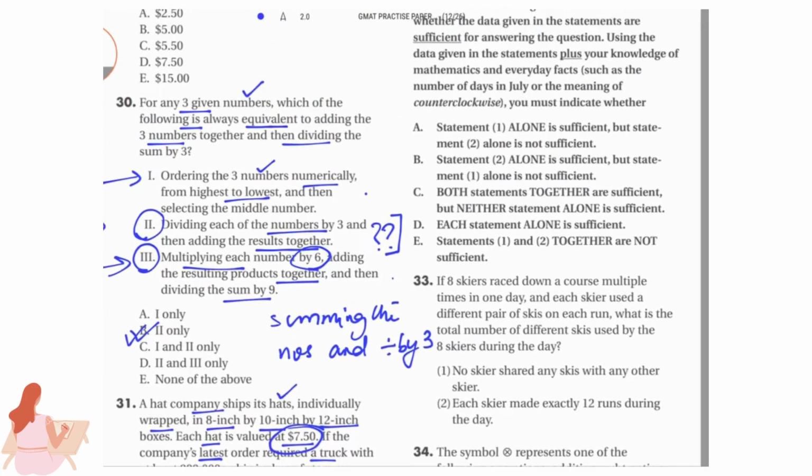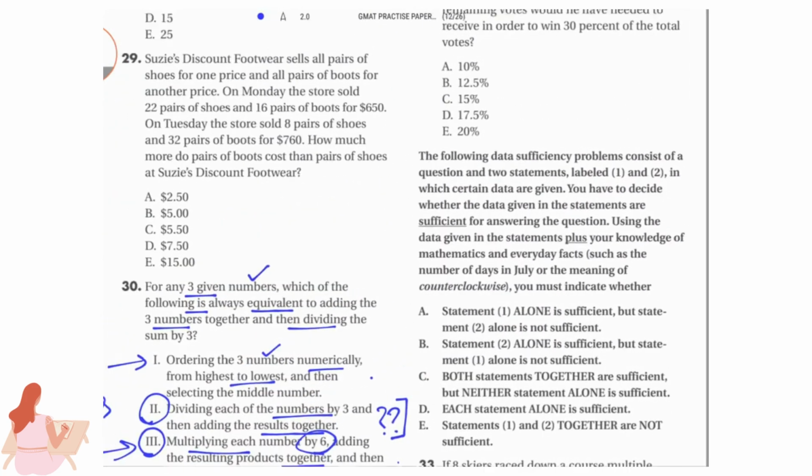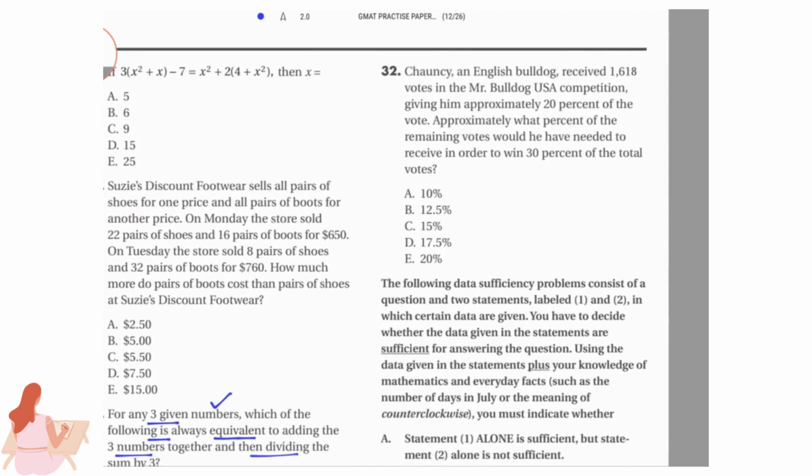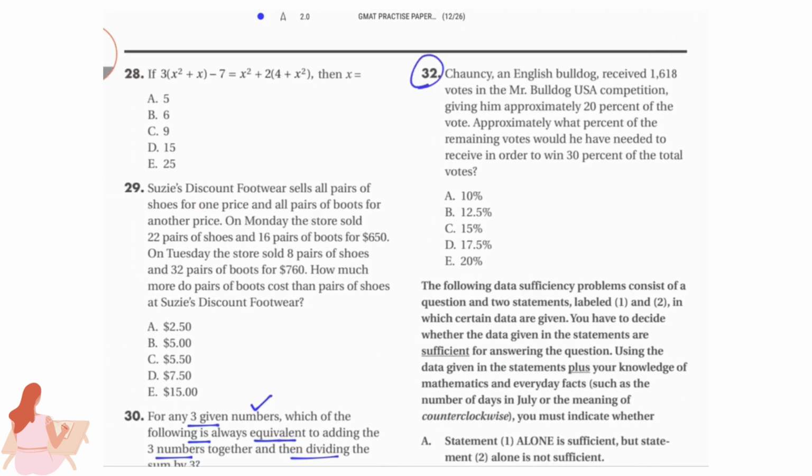Next, or lastly, we will move on to question number 32. This will be the last question we will be solving, and then we will wind up today's tutorial.